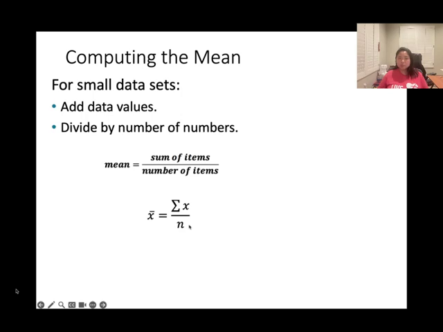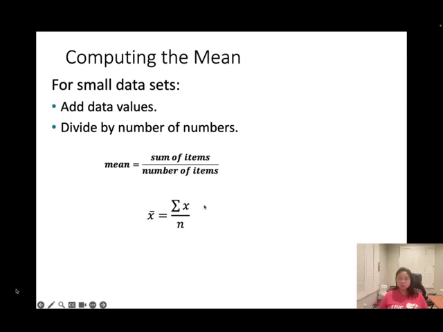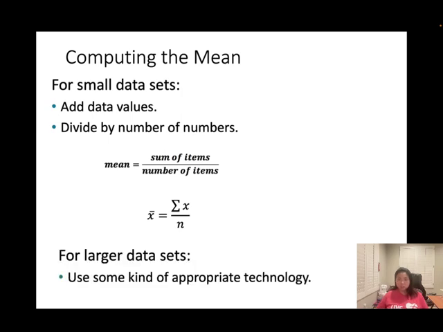Okay, one more time. I need you guys to remember all the notation here. Later on, when we're working on hypothesis testing, you will see those notations a lot. I need you guys to remember what this means, what this means, and what this means. This is how we use the formula to find the mean. For a large data set, use some kind of appropriate technology. We'll be using the TI-84 Plus calculator.